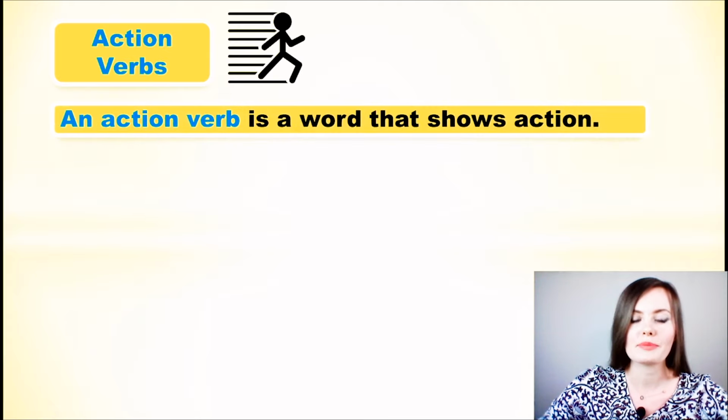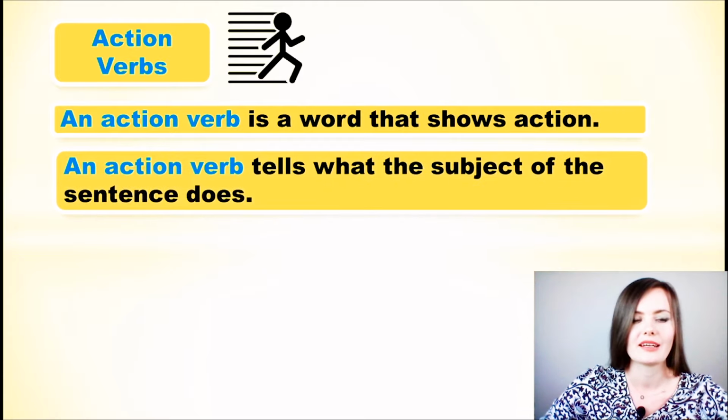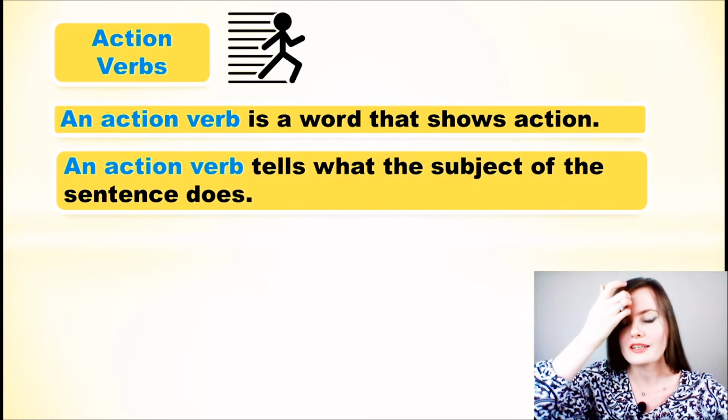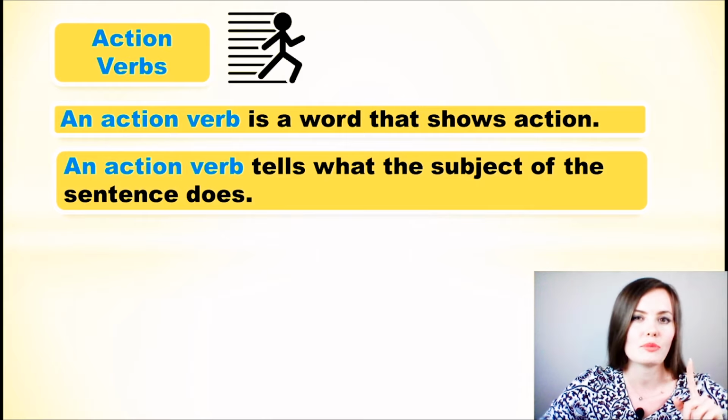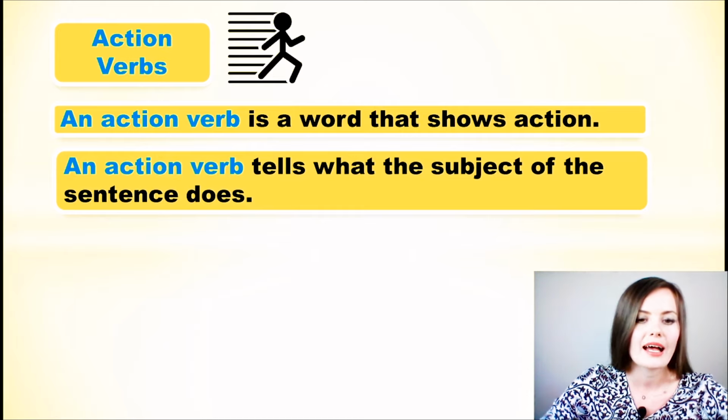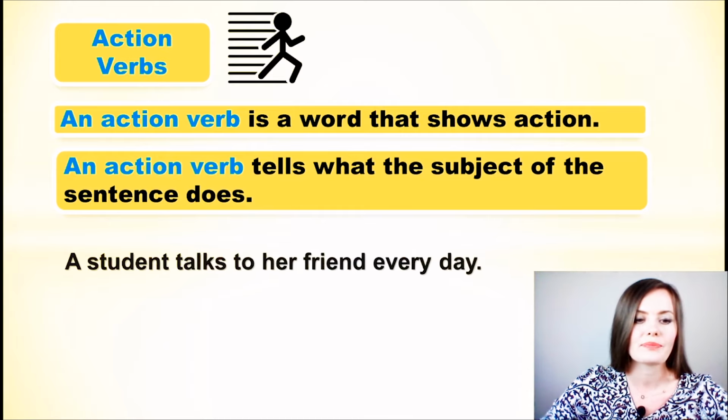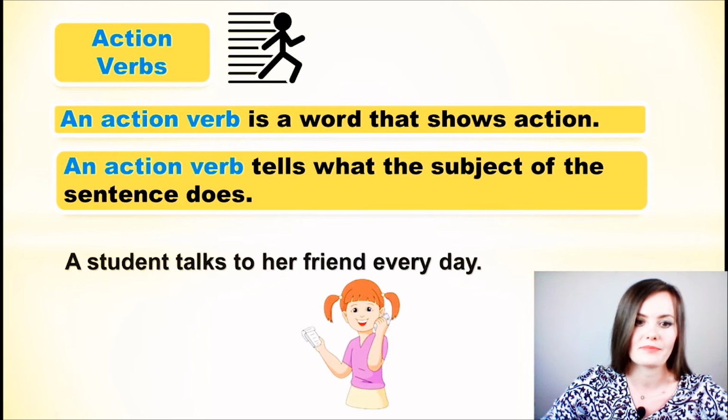An action verb is a word that shows action. An action verb tells what the subject of the sentence does. It's very important. An action verb tells what the subject of the sentence does. Let's look at this example. A student talks to her friend every day.